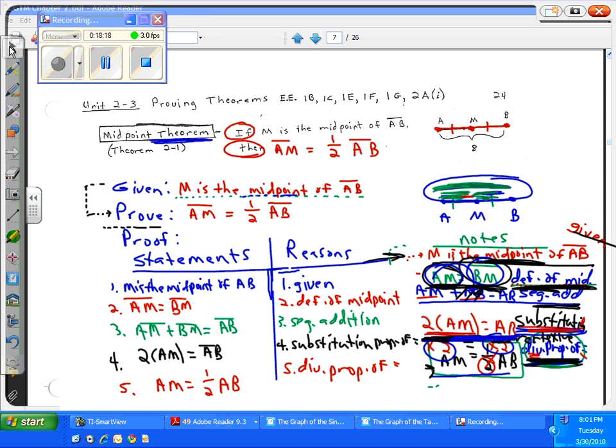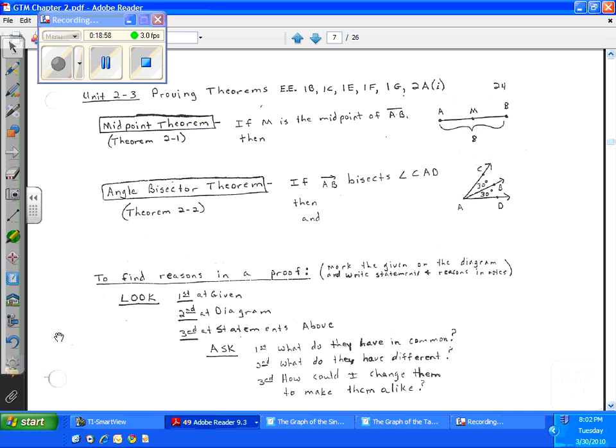Any questions on that? Proving theorems. This is a theorem because we used mathematical reasoning to go from something we already knew, that a midpoint gives us 2 equal segments, to our new conclusion that one segment is half of the whole thing. We proved it not by experimentation and measurement, but we proved it with a logical reasoning process using statements and reasons and theorems and definitions and properties. Okay? Any questions on that? All right.